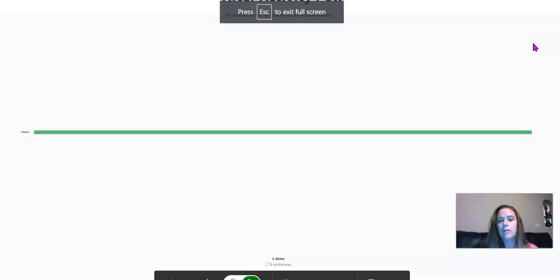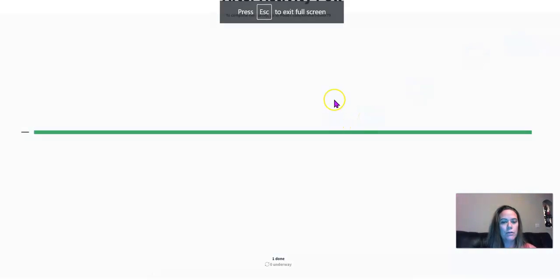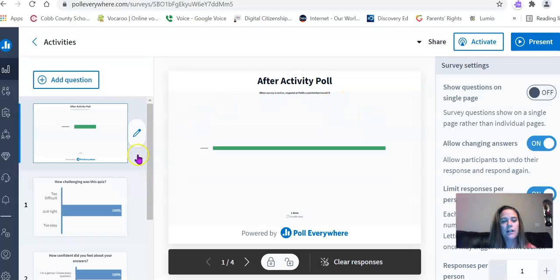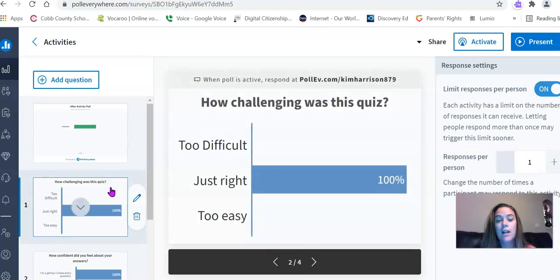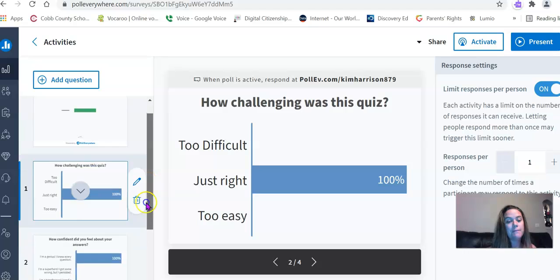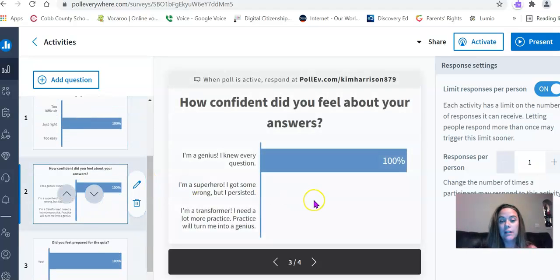So let me show it in present mode for you. I actually already solved it. I was playing with it. So these are the questions. I asked the students, how challenging was this quiz? And so they might say, too difficult, just right, too easy.